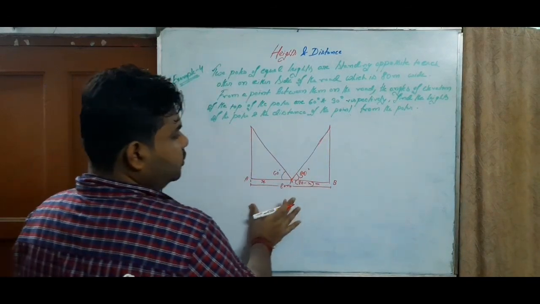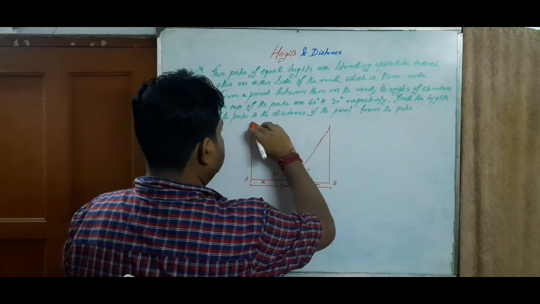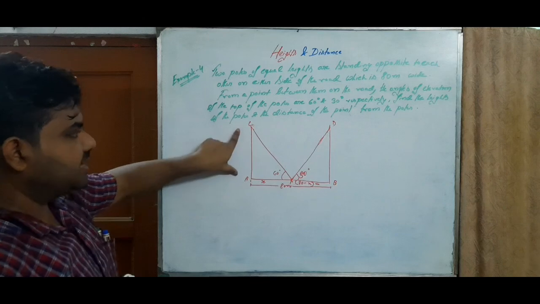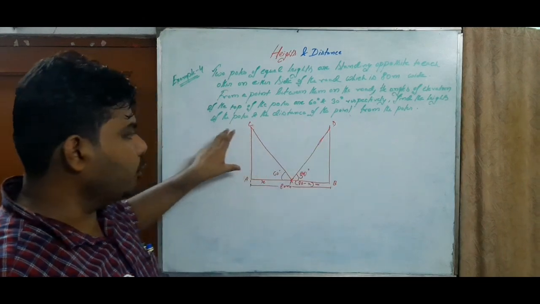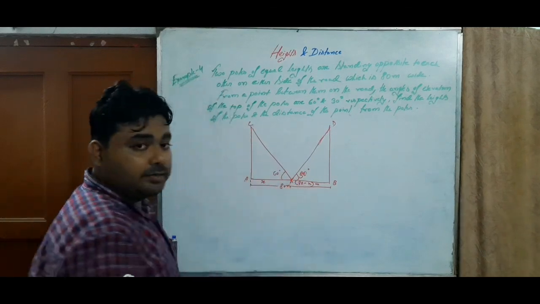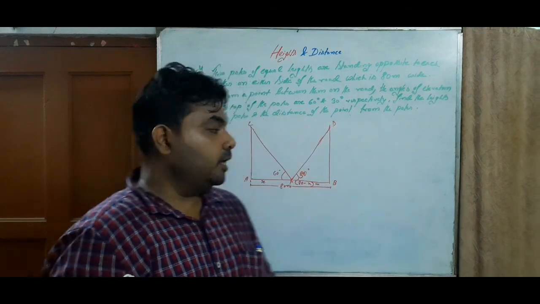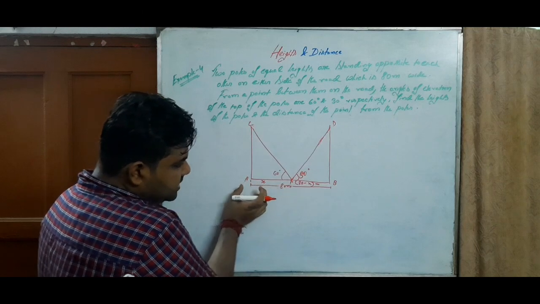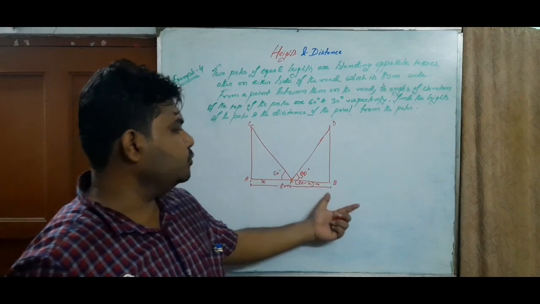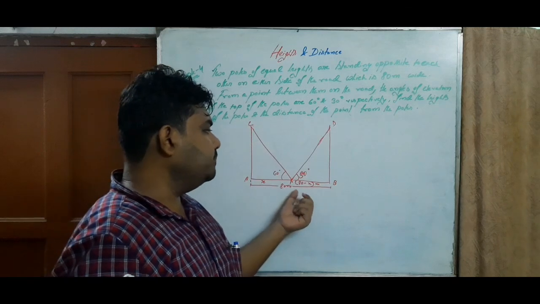Now we have to name the triangles. B is already given, so this is C and this is D. One pole is AC, the other pole is BD, and the distance between A and B is 80 meter. We are considering any point P in between these two poles. If the distance from pole A to P is x, then since the total distance is 80, the distance between P and B will be 80 minus x.